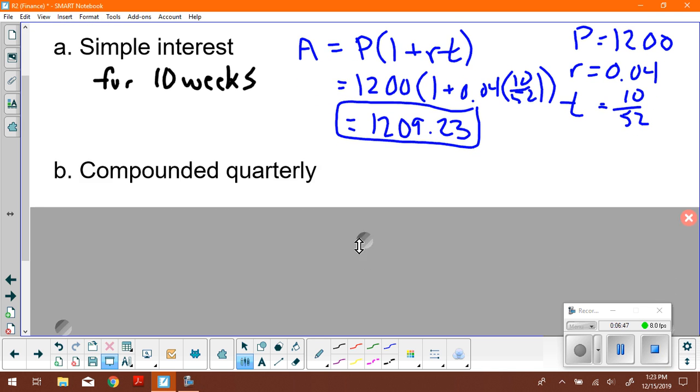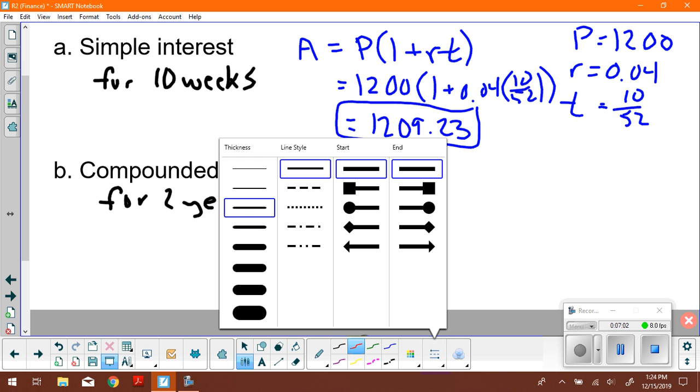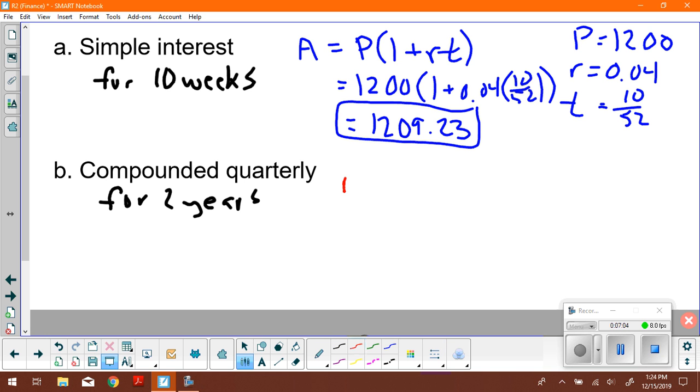Same investment, compounded quarterly. And again, I forgot the time period. So let's say this is for 2 years. So we're doing compound interest now. So that formula is A equals P(1 plus I) to the N.